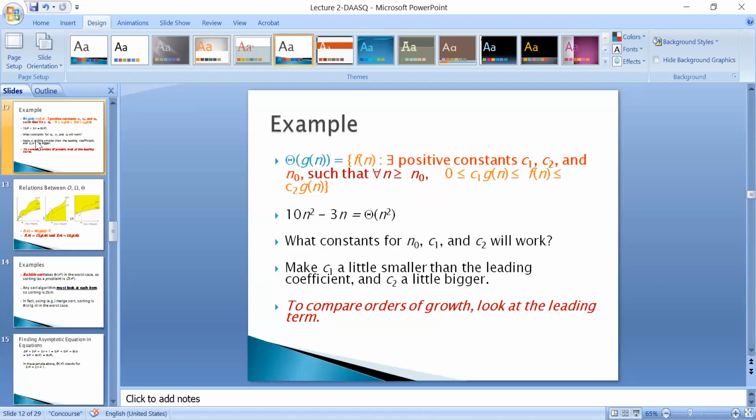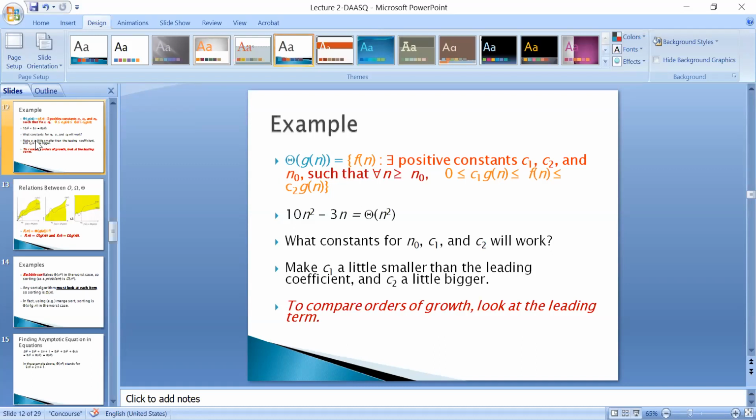Like if you see the third line here, it says what constants will work. You have to choose C1 and C2. How will you choose? You choose C1 a little smaller than the leading coefficient and C2 a little bigger. For example, for 10n square we used 11 for the constant, so that we get a higher number on the right hand side.